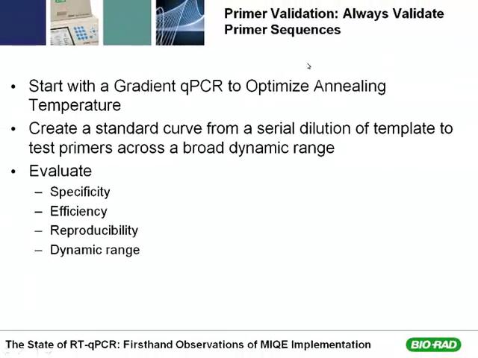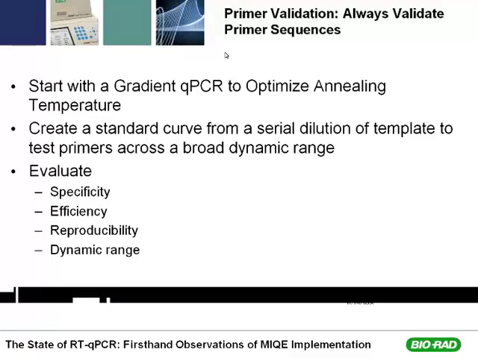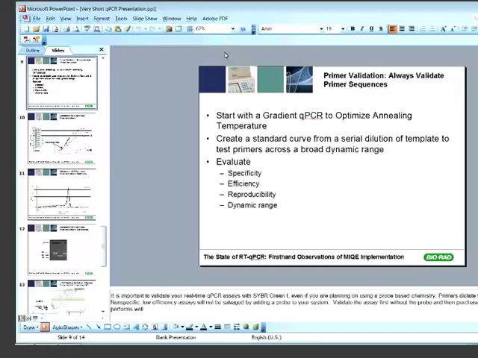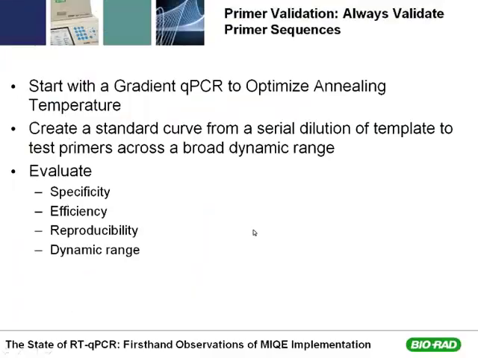Once you've tested your RNA and you've reverse transcribed to cDNA, it's important then to validate your primers. So you should always validate primers, regardless of where those primer sequences have come from. It's quite important to assure that your primers are validated experimentally, because a lot of primers that are published out there are published with either the wrong sequence or sequence to a completely different target.